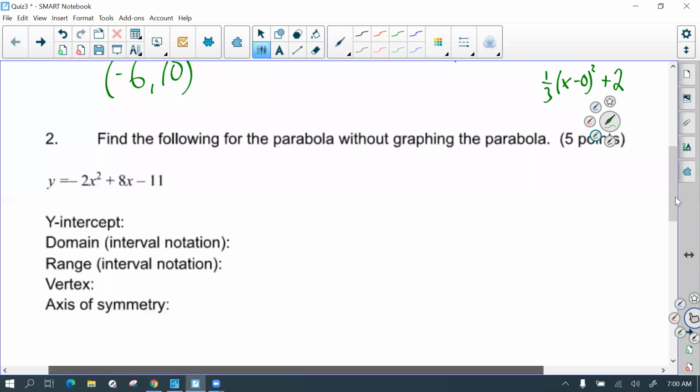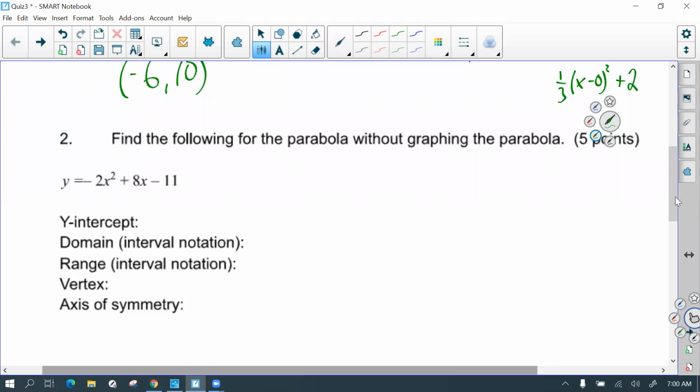If it's not in transformation form, you have to do a little bit more work. You have to do the opposite of b over 2a. So in this case, it's negative 8 over negative 4, which is 2. That is, we just found the axis of symmetry, but that is also the x part of the vertex.